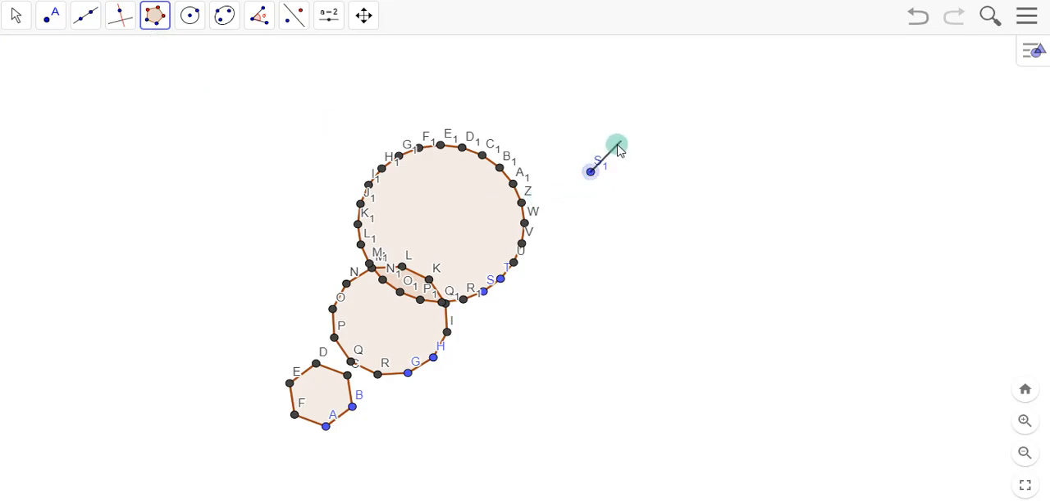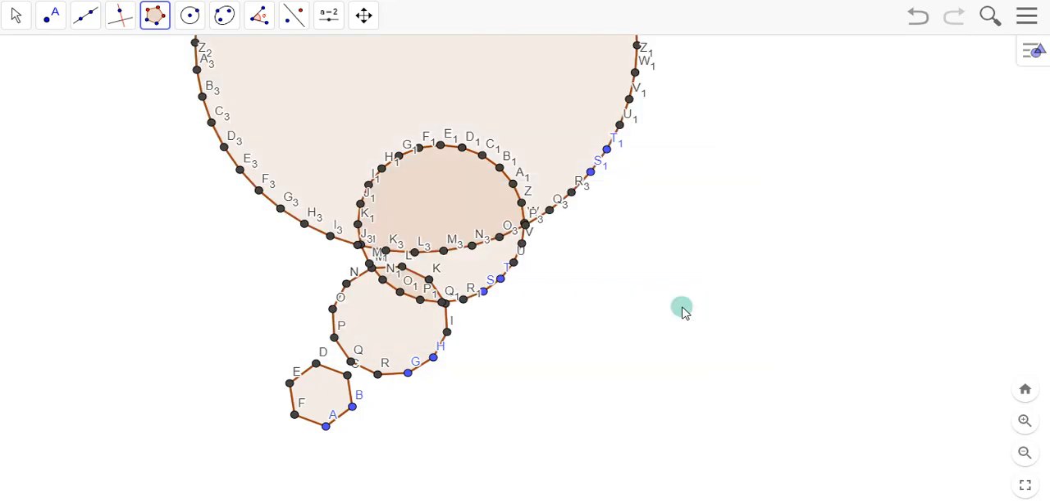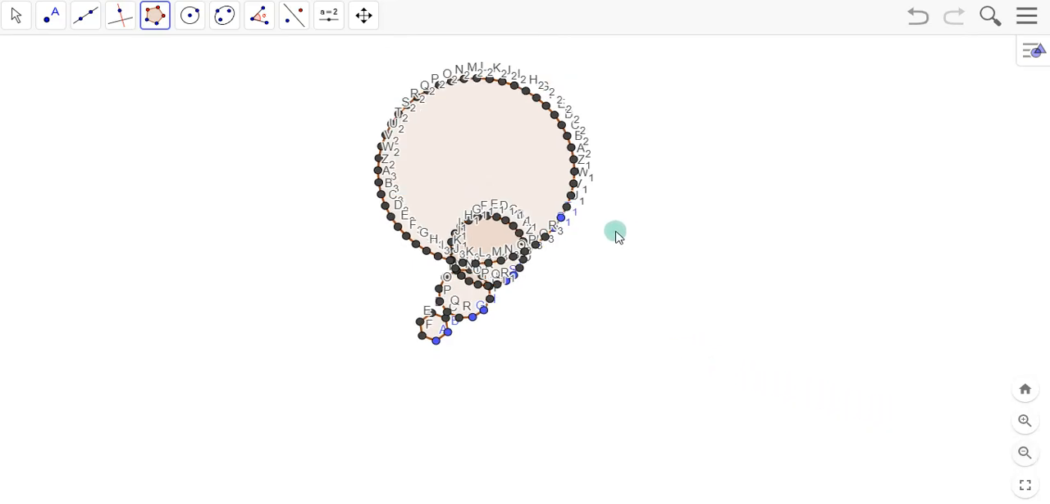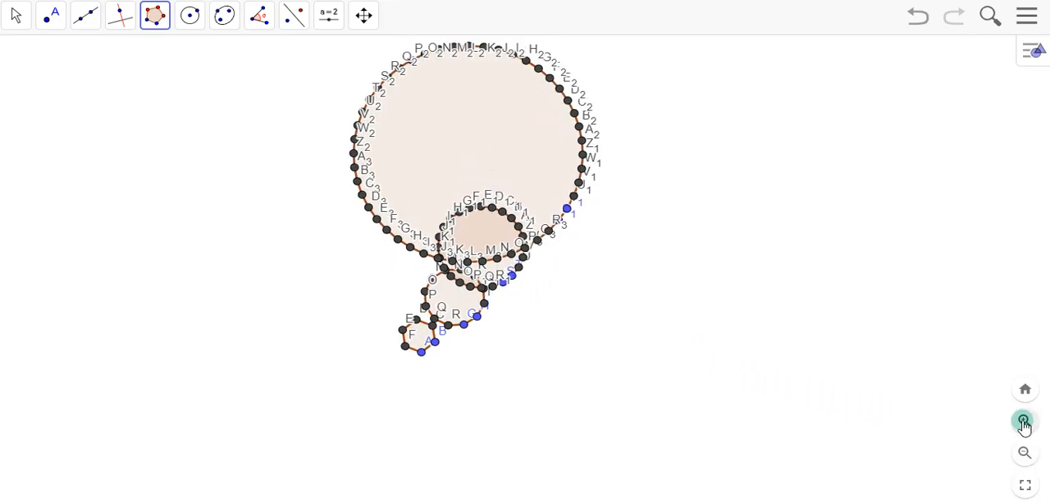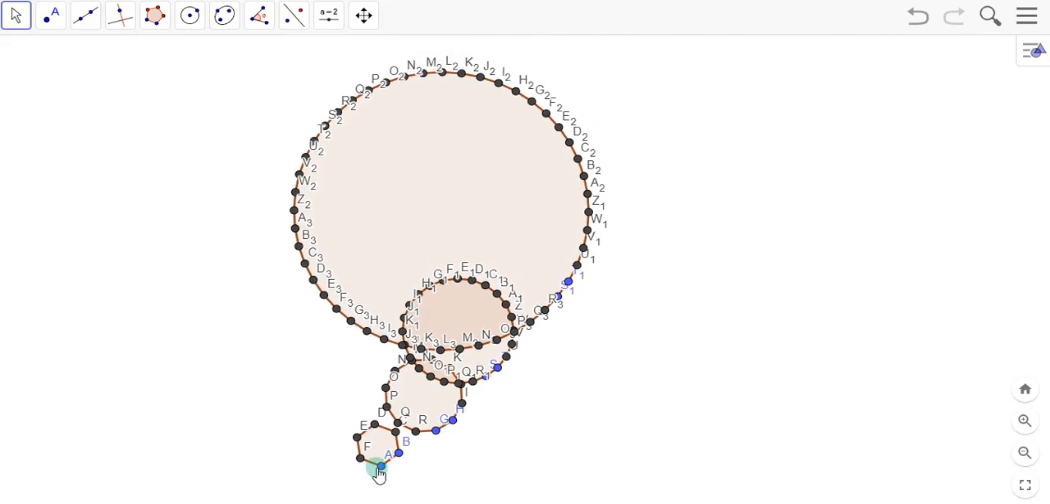This is one side length, and we are going to double the 24 into 48. So this is a very smooth circle when we compare it to this 6-side polygon.